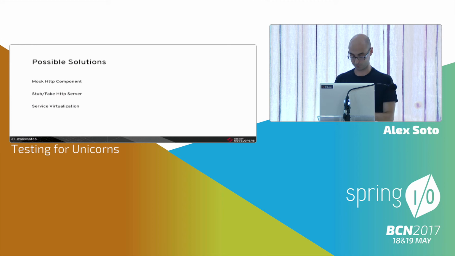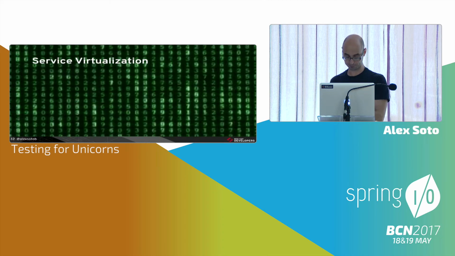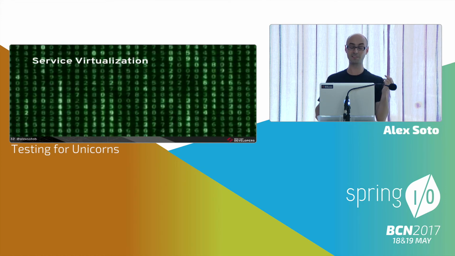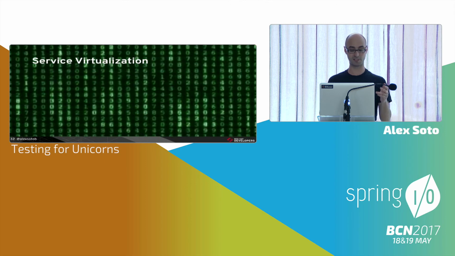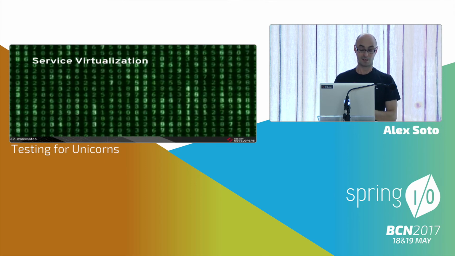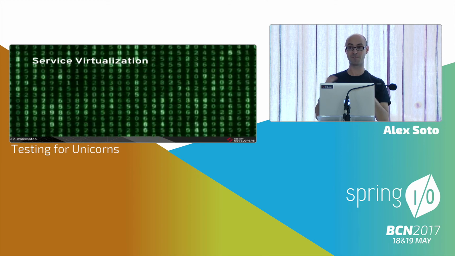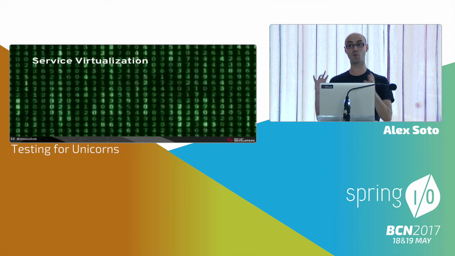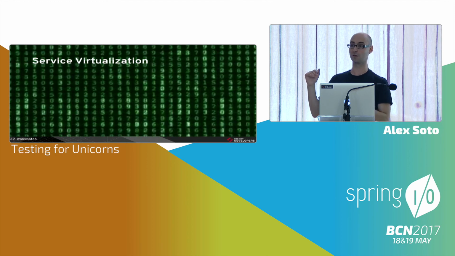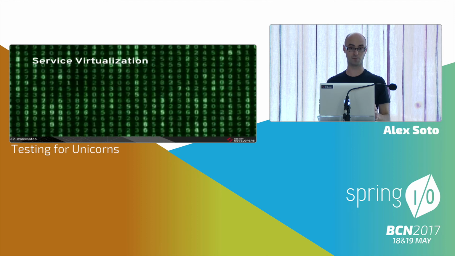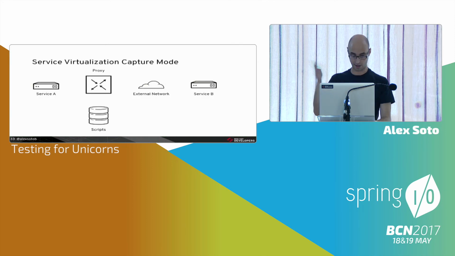So the solution for all these problems is using service virtualization. And service virtualization is a light proxy that intercepts requests and responses in a smart way. So it's like the fake HTTP server, but quite a bit more intelligent. And it has two running modes. One is capture mode, and the other one is simulate mode. And let me show you both of the modes.